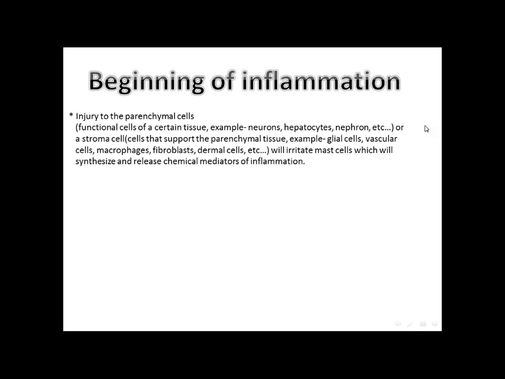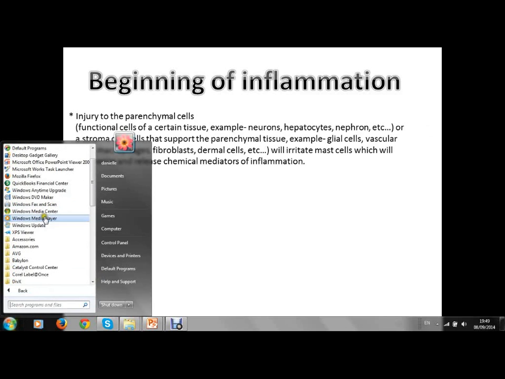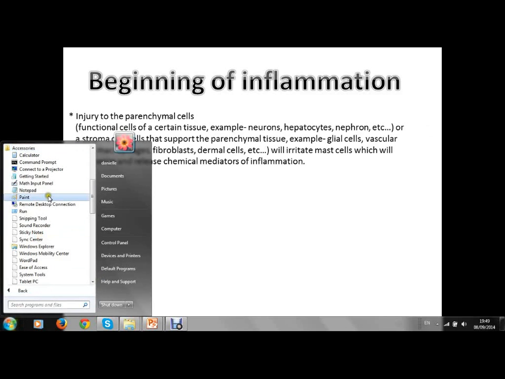So any injury to those types of cells will induce the process of inflammation, and this is because those cells are surrounded by vascular connective tissue, which contains around it a lot of mast cells. Mast cells are cells of the immune system. Basically, they are the main cells which induce the process of inflammation. So let me make you a quick diagram which will help you to understand.